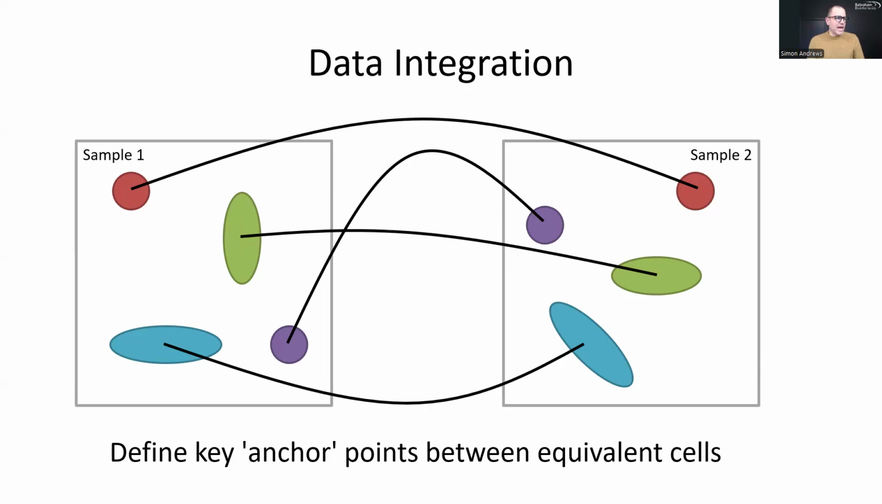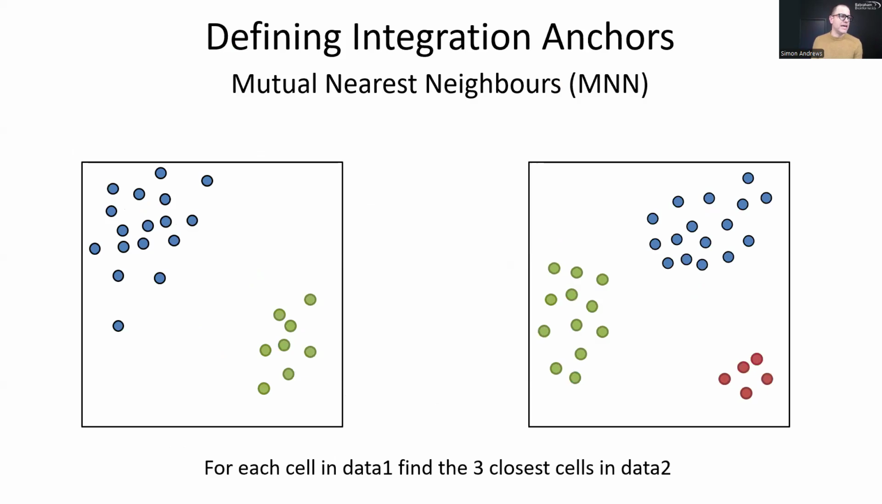How are these anchor points actually defined? Well, getting a correct set of anchor points is crucial to being able to correctly integrate your data. The main method for defining integration anchors in this sort of data is the concept of mutual nearest neighbors. So for every cell in this data set, you take that cell and you use some metric to find the closest cells to that cell in the other data set.